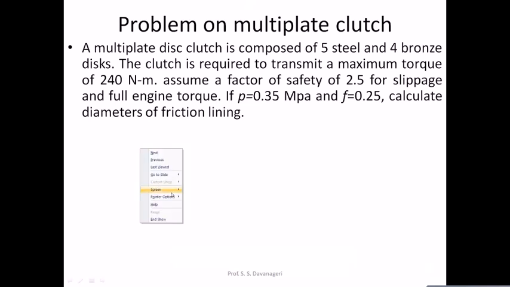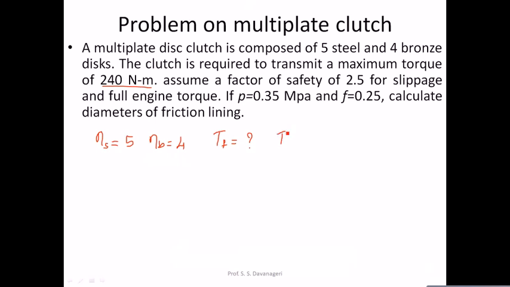Now they have provided number of disc on driver and number of disc on driven. Let's go for NS. Now number of steel discs are 5 here. Number of bronze discs are 4. Okay, and torque to be transmitted is what? Now we need to calculate the TF. That means what is the frictional torque required to transmit this much of torque. Now T they have given. It is what? 240 Newton meter.